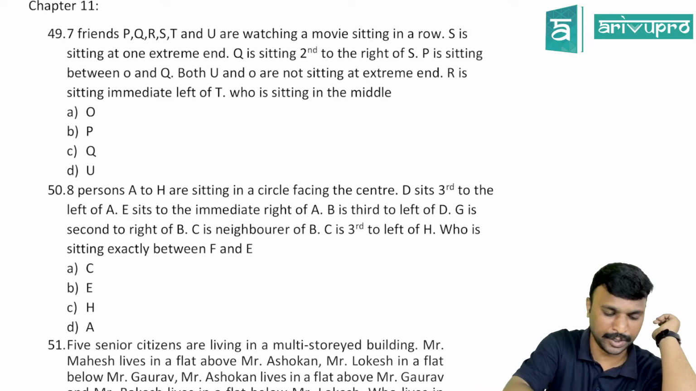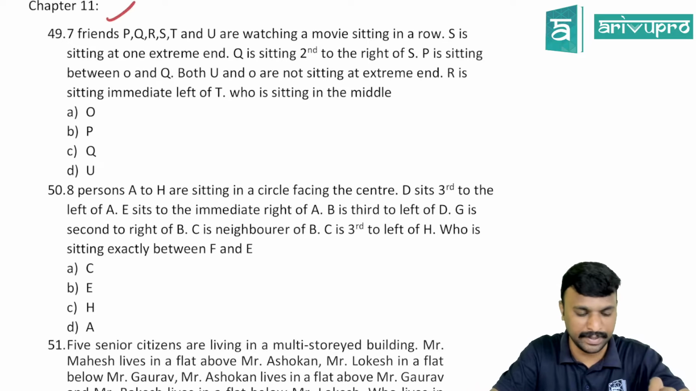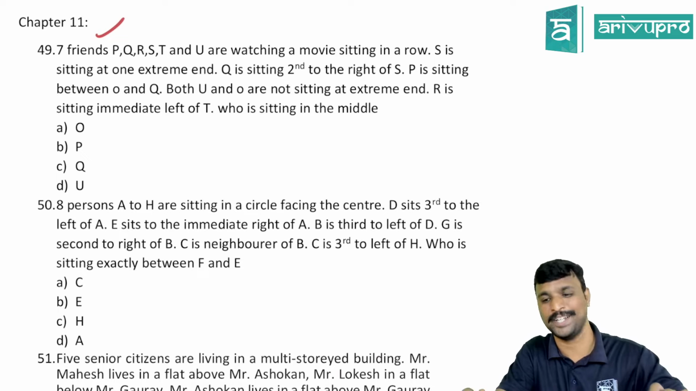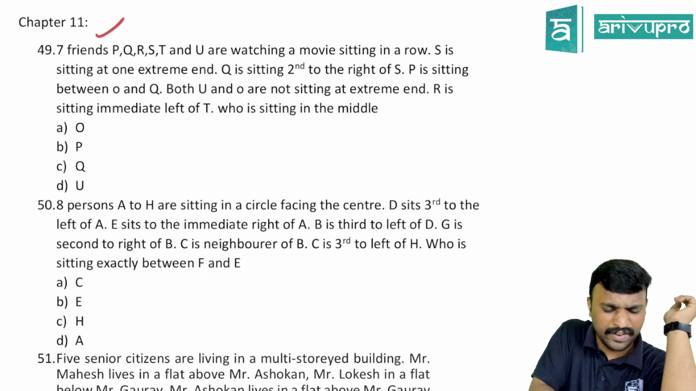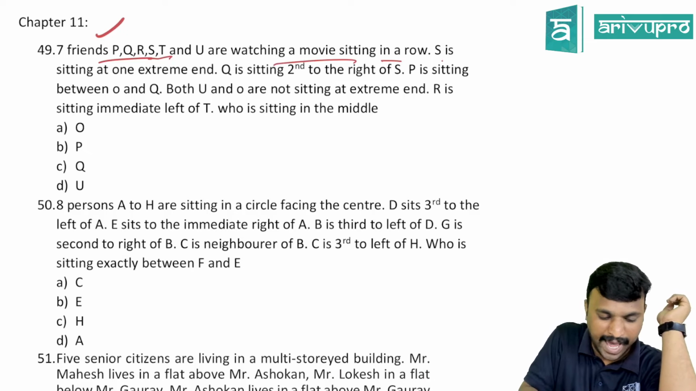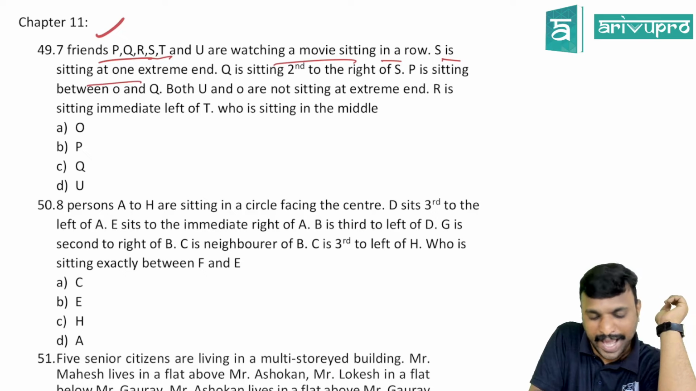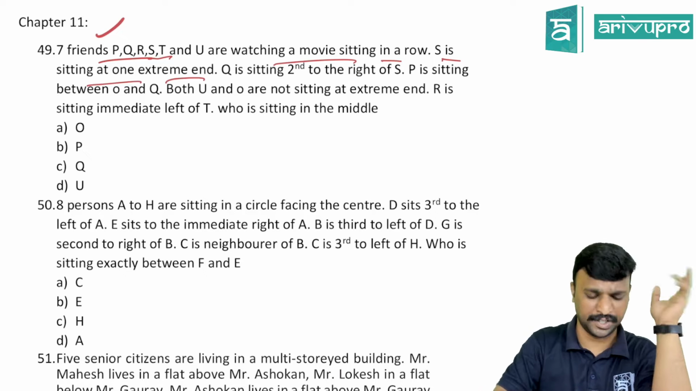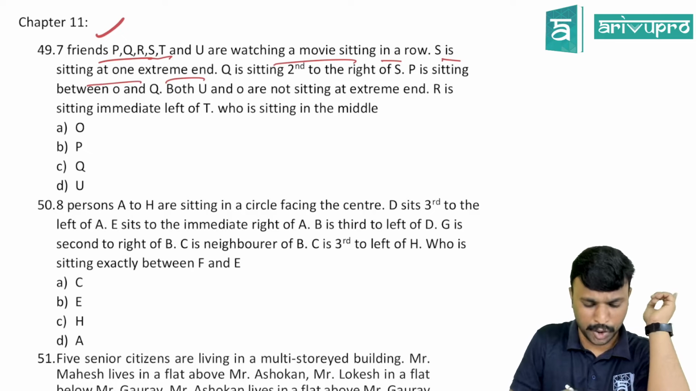Guys, let's move on to the next chapter, chapter number 11, that is seating arrangement. Let's solve the questions on seating arrangement. Guys, 7 friends P, Q, R, S, T, U are watching a movie sitting in a row. S is sitting at one of the extreme ends. It could be the left extreme or the right extreme. We are not sure about it. It's not a sure one. Always pick the sure one.